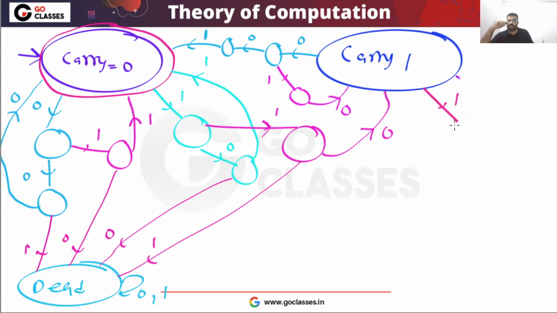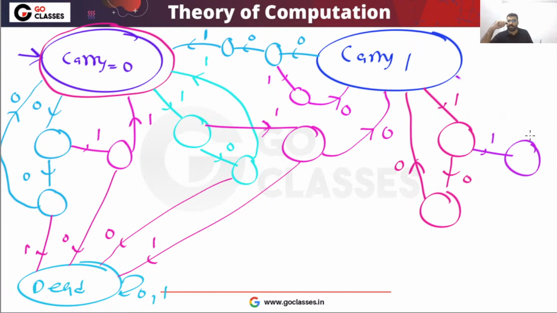In this state, if 1 comes and after that 0 comes, then the next symbol must be 0, and I will go to the carry 1 state. After 1, if 1 comes, then the next symbol must be 1, and I will go to the carry 1 state, and the remaining arrows will go to the dead state.